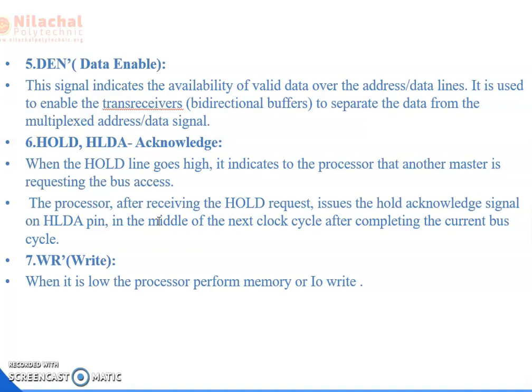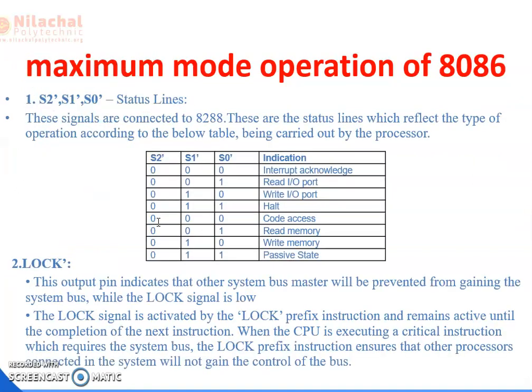Next one is HOLD and HLDA. When the HOLD line goes high, it indicates to the processor that another master is requesting bus access. The processor, after receiving the hold request, issues the hold acknowledge signal on the HLDA pin, in the middle of the next clock cycle after completing the current bus cycle. Next one is WR bar or write. When it is low, the processor performs a memory or IO write operation.